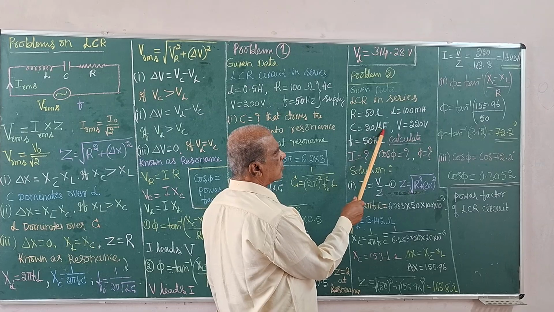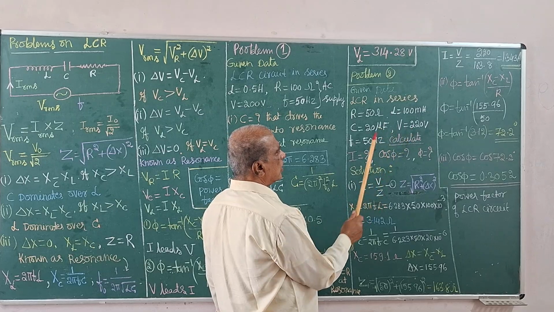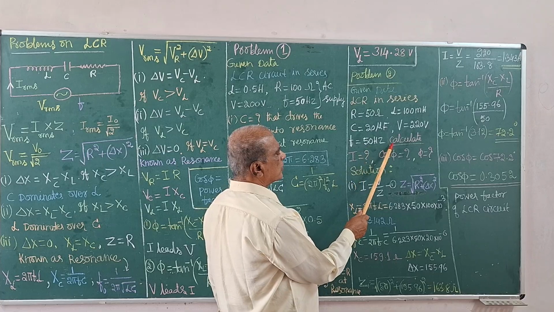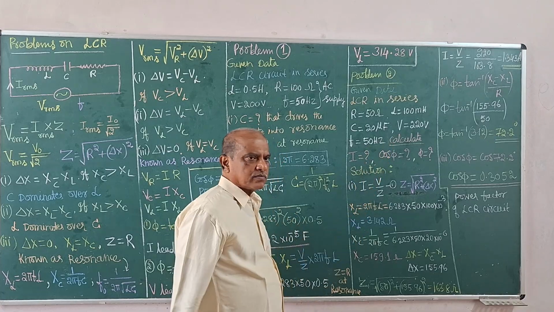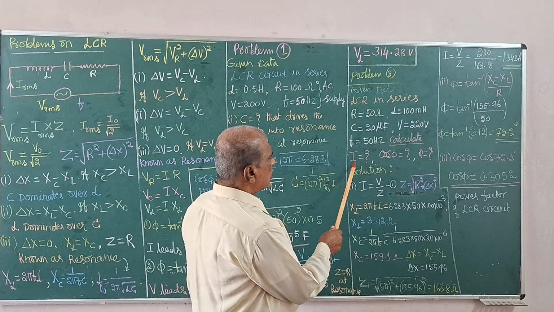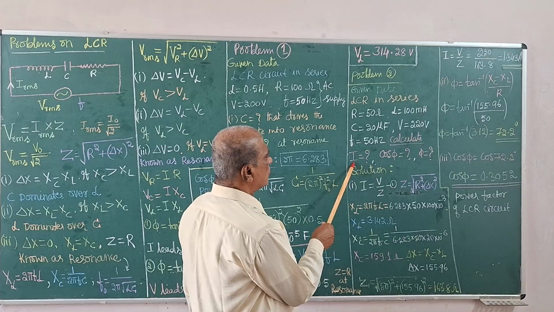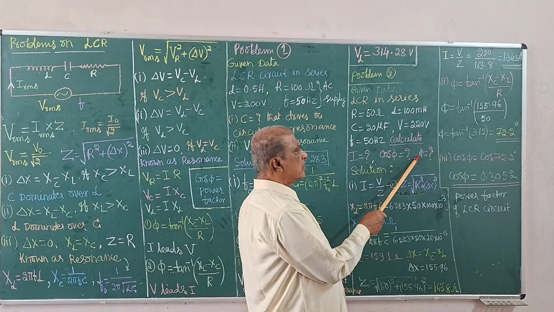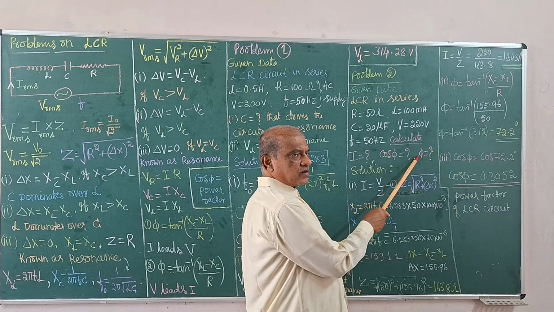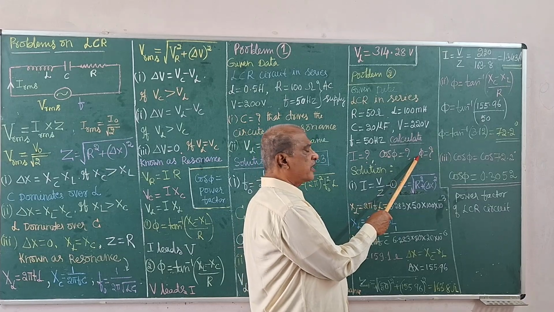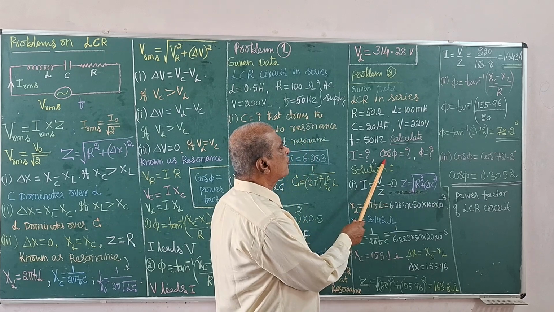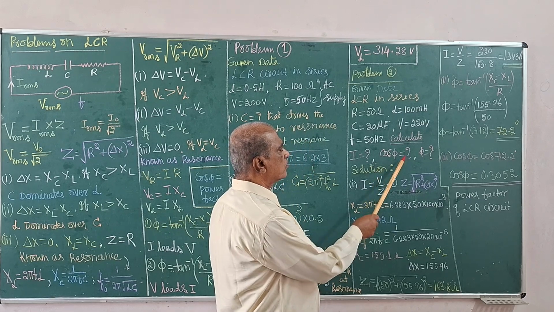Voltage is this value, and the frequency of the AC source is this value, and we are asked to calculate the AC current flowing through the circuit, the phase angle difference between the current and voltage in the circuit, and the power factor of the LCR.